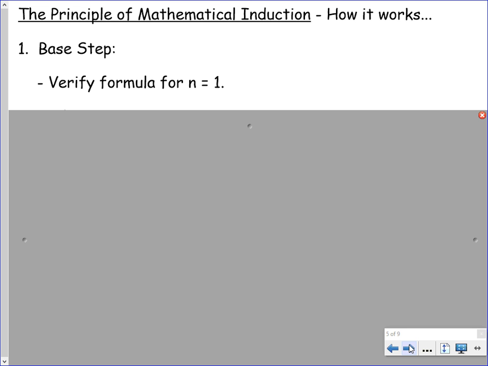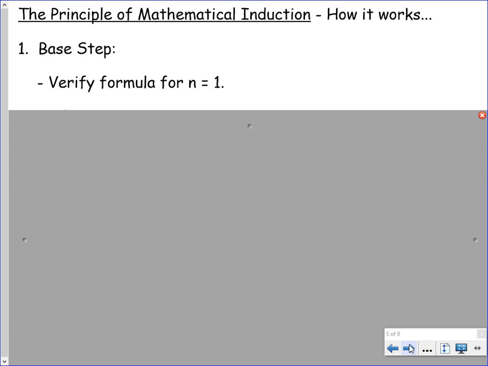Okay, so how it works. There is a base step that needs to always be completed in a mathematical induction proof. Can't leave this step out. This step is where you verify the formula for n equals 1. So we assume that we're always starting with the first term where n is equal to 1.